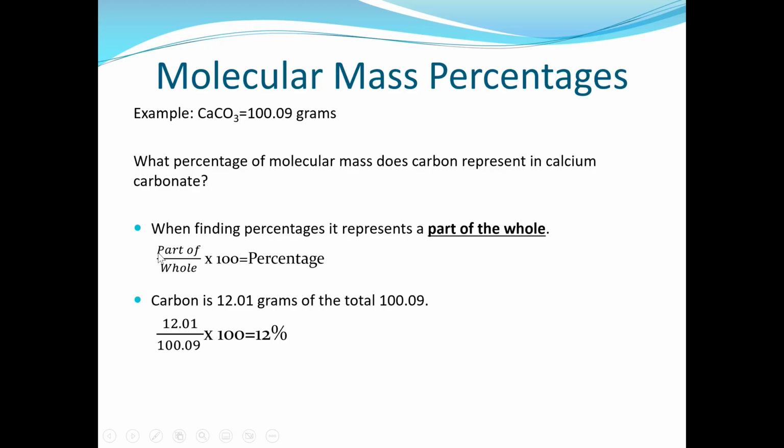Going back to our calculation, we found that 12.01 grams of the whole thing is only for carbon. That goes over the whole weight of calcium carbonate, which gives you a decimal of 0.12. To get that to percent, you have to multiply it by 100, and that will give you the percent.